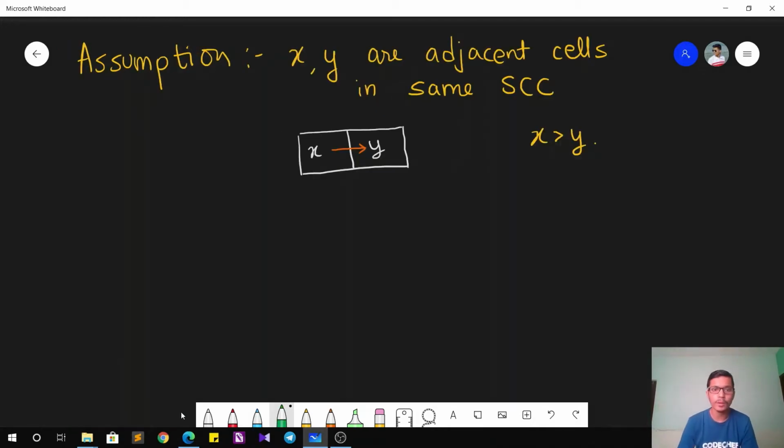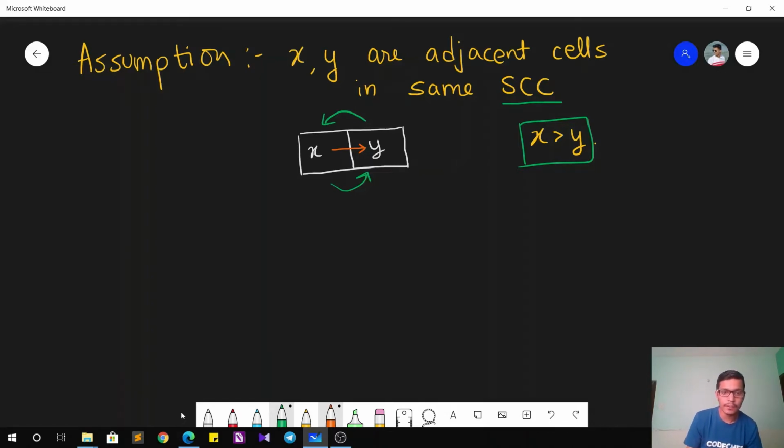So we are going to prove our point using proof by contradiction. Our assumption is that x and y are adjacent cells in the same strongly connected component such that x is greater than y. So we have assumed two adjacent cells, and by definition there will be an edge from x to y because they are adjacent and x is greater than y, right? But note that according to the definition of strong connectivity, there must also exist a path from y to x because they are in the same strongly connected component, right? Let's see if that is actually possible.